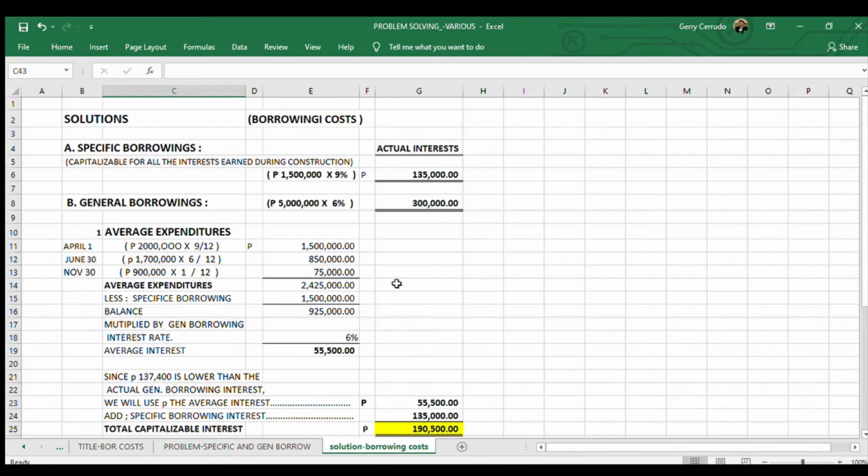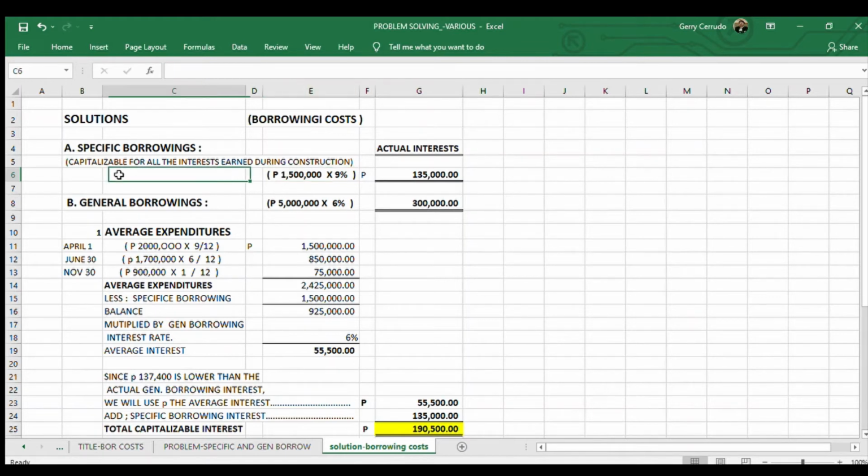Okay. This will be the solution. Napaka-simple lang. As prescribed by the IAS 23, pagka-specific borrowing, you just capitalize all the interest. Kasi borrowing yan is really specifically intended for the construction. So, you will just get the actual interest. No problem with the computation since this is outstanding for 12 months.